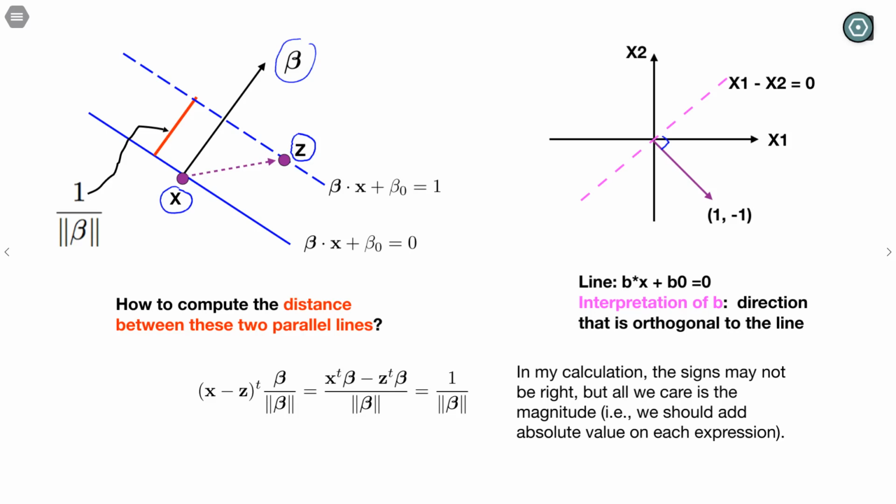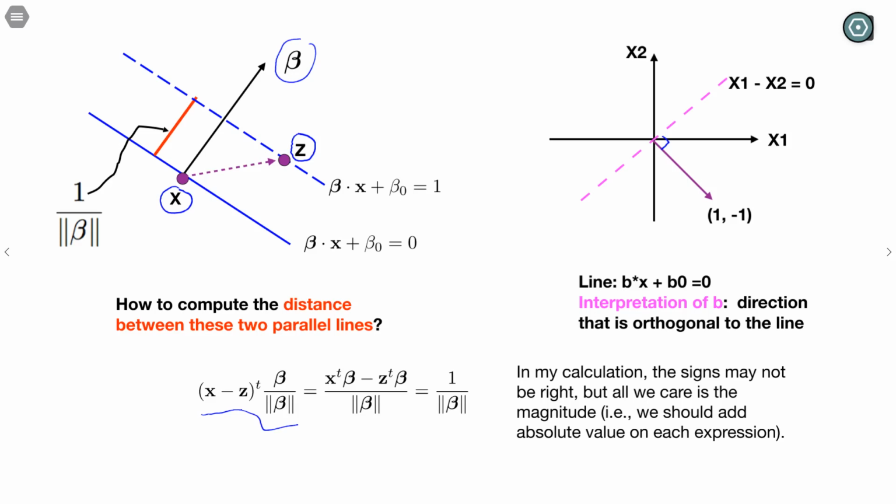And then to compute the length of the red line, we just need to calculate the inner product, or do the projection of this dashed vector onto this direction beta. That can be computed by just taking x minus z and taking the inner product with the normed direction, beta divided by norm of beta.